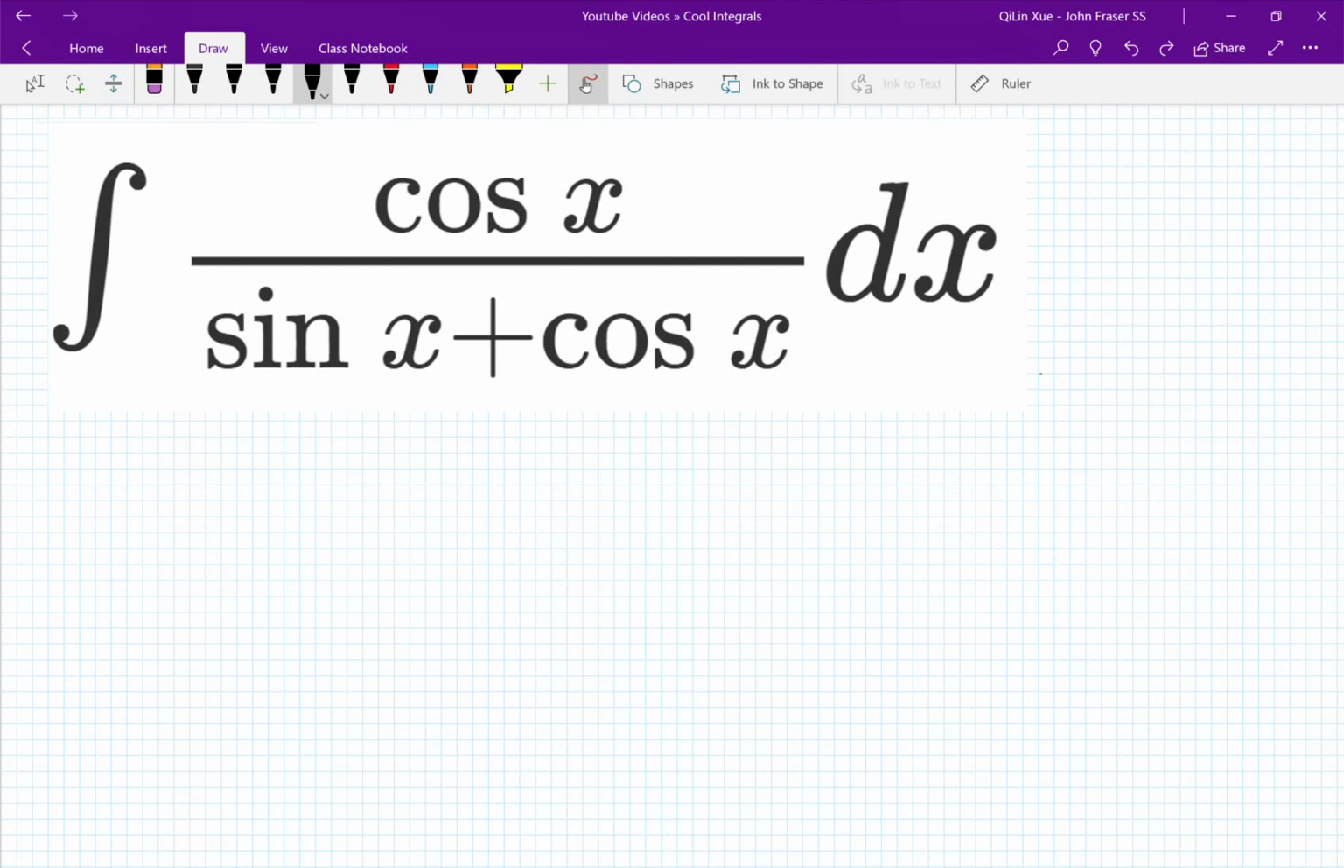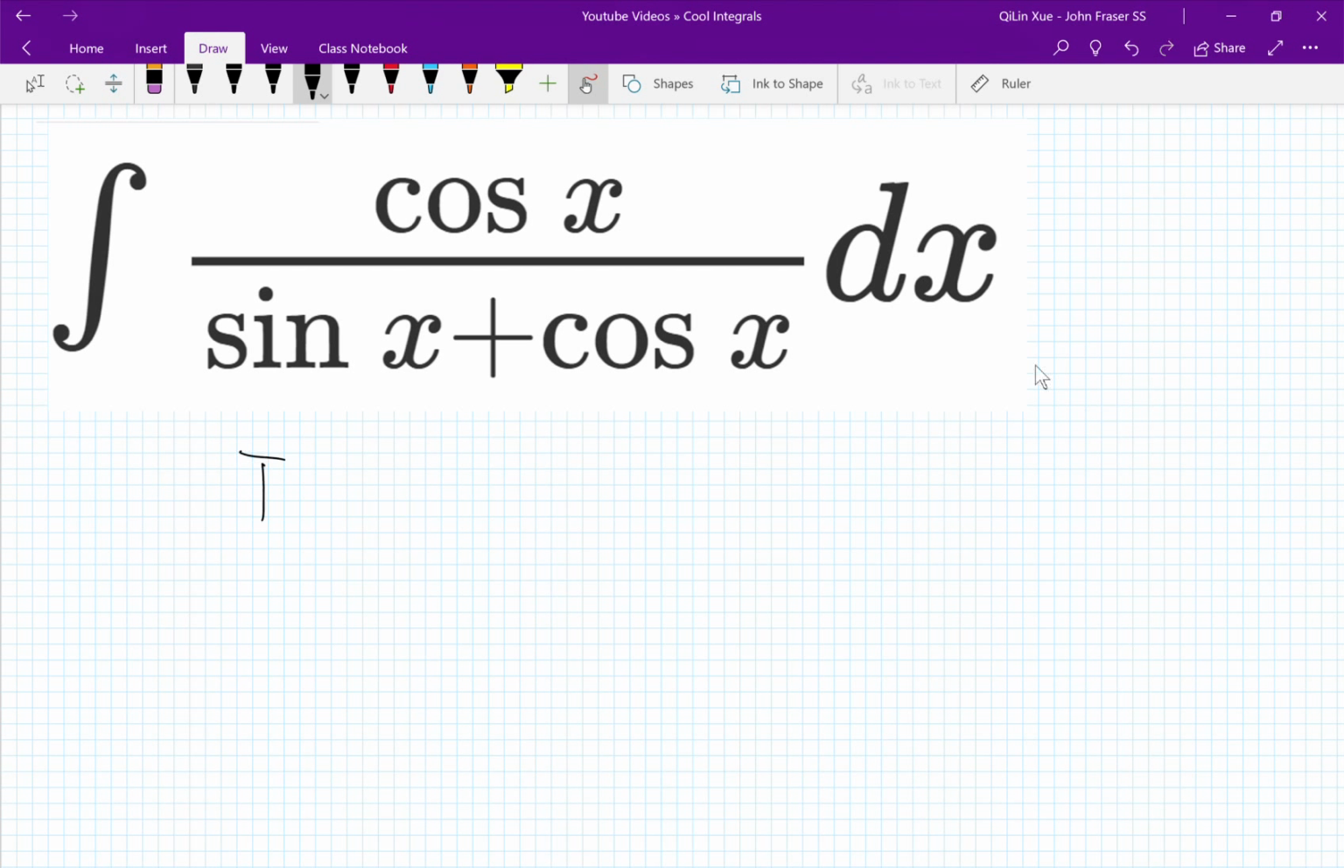Hello everyone, today I'm going to be showing how to solve the integral of cosine of x over sine of x plus cosine of x dx. And I'm going to be showing a way that is lesser well known, and it includes adding another integral into our whole jumble here, and we're going to add that and subtract that from the original integral to make things a whole lot less complex. Let me show you what I mean.